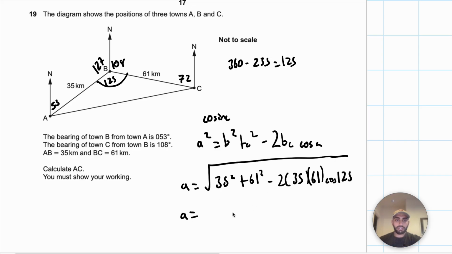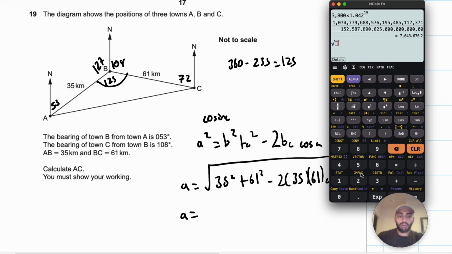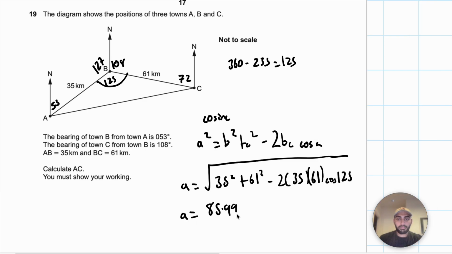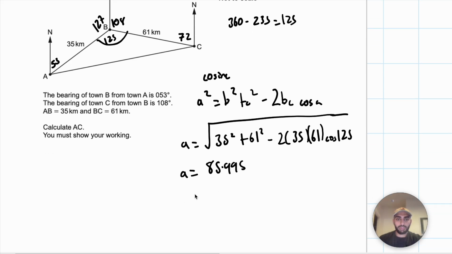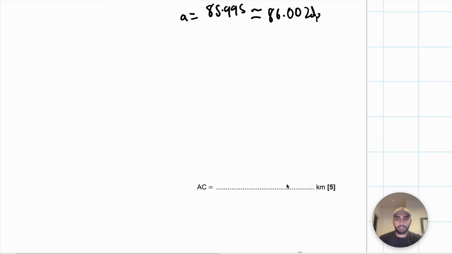So a is equal to the square root of 35 squared plus 61 squared minus 2 lots of 35 times 61 cos of 125. That leaves me with 85.995. And if I wanted to round it, I could write it 86.00, which is 2 decimal places. This would be in kilometers.